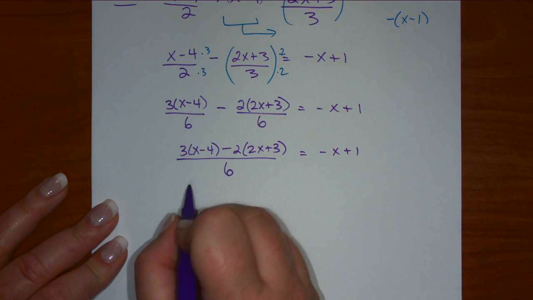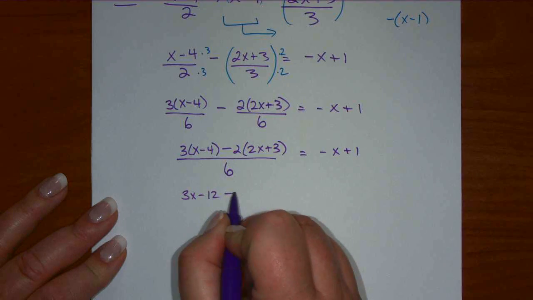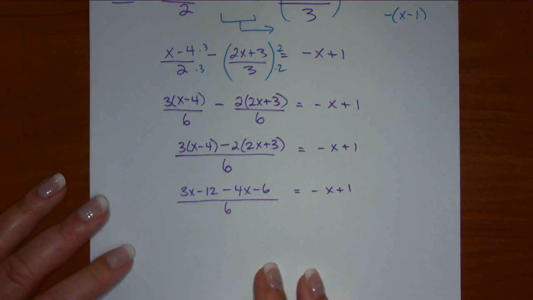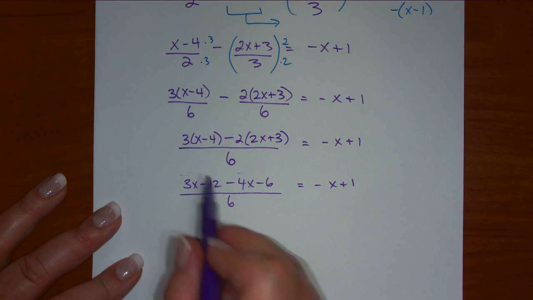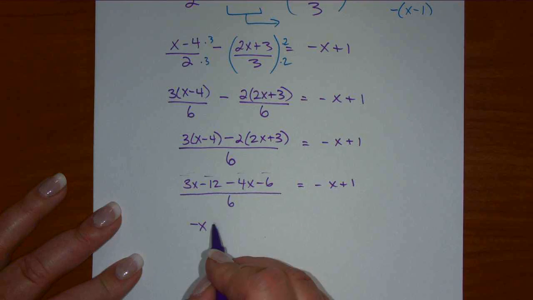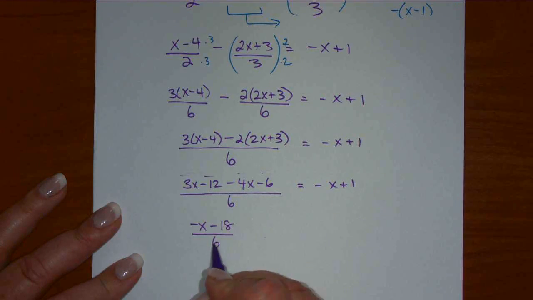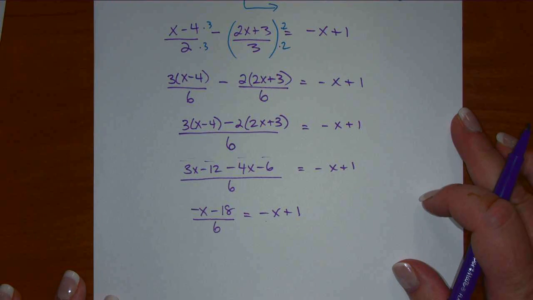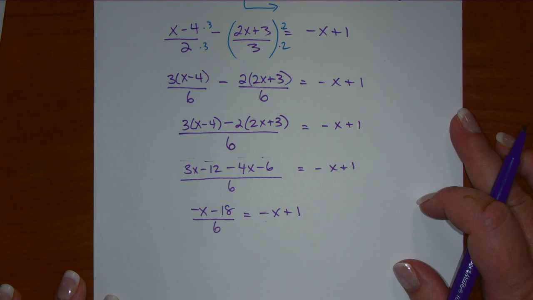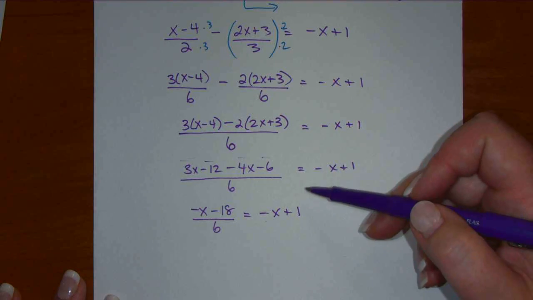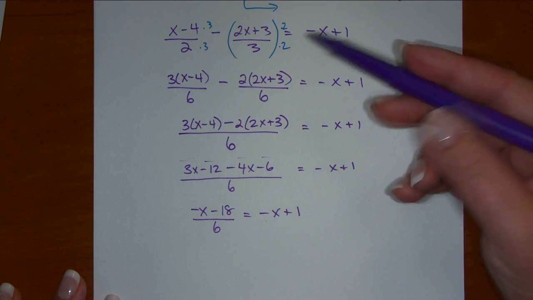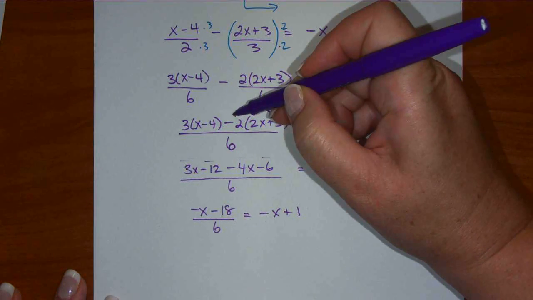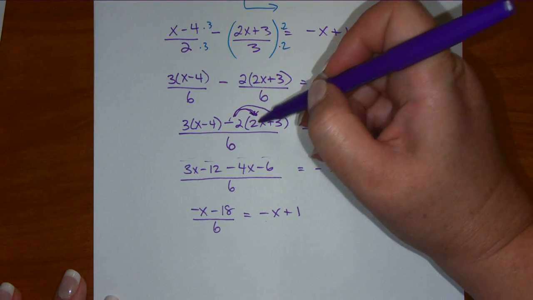Work out the top. 3x minus 4x is minus x. Minus 12 minus 6 is minus 18. Why did that get switched to minus 6 to be 4x minus 6? Second one at the bottom? Yep, right here. Minus 2 times 4, and minus 2 times 3.